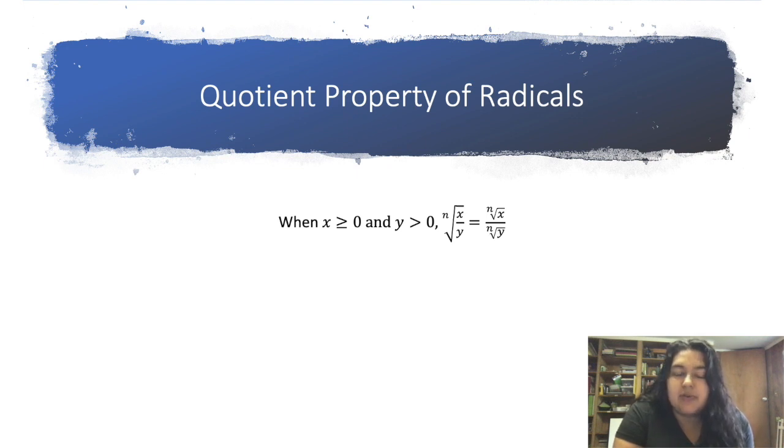And here's your x and y that I was talking about. The nth root of x over y is equal to the nth root of x over the nth root of y. So just like our product property, we can squish them together and we can pull them apart so long as we keep the same index, and if x is on top, it stays on top, and y is on the bottom, it stays on the bottom. It's also important that y is greater than 0. Y cannot equal 0, it needs to be greater than 0.